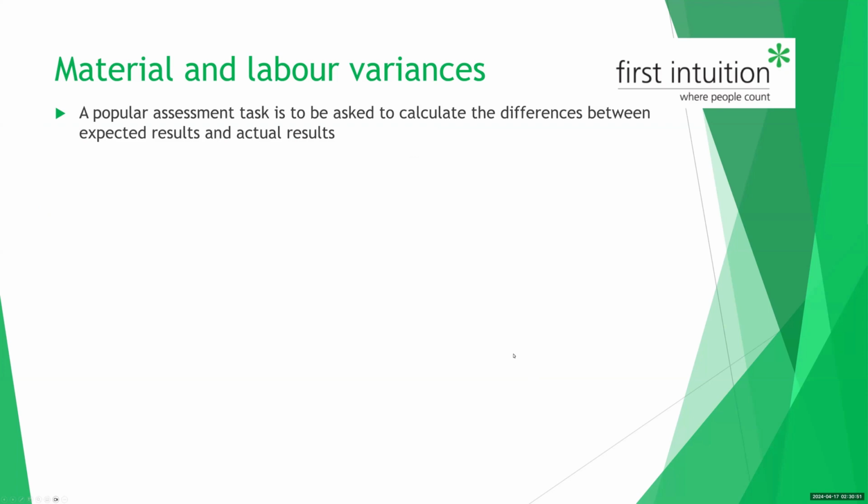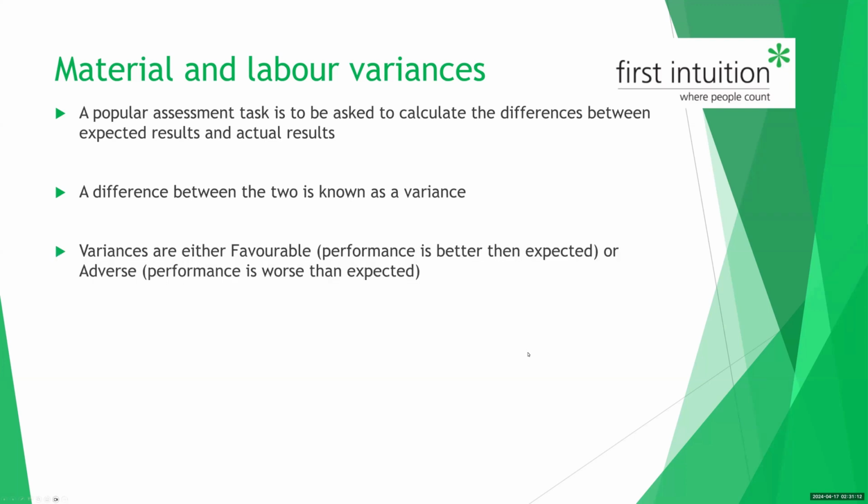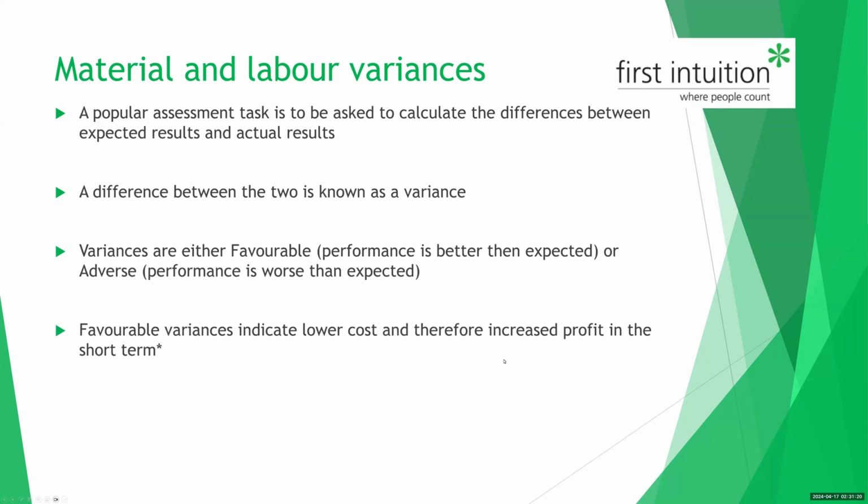So, quite a popular task in an assessment is to be asked to calculate the differences between expected results and actual results. And the name that we give to these differences is variances. If something should cost this, but it did cost that, the difference is a variance. We describe variances as either favourable, better than expected, or good news, or adverse, performance worse than expected.